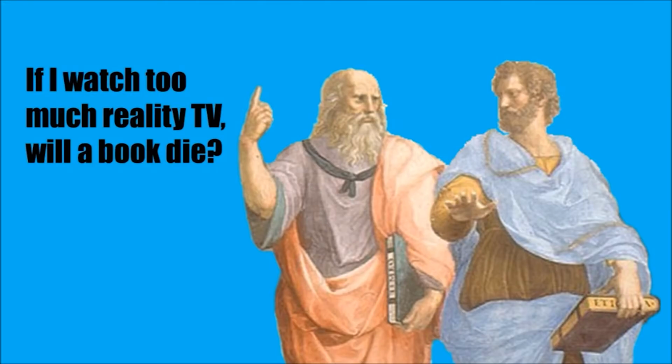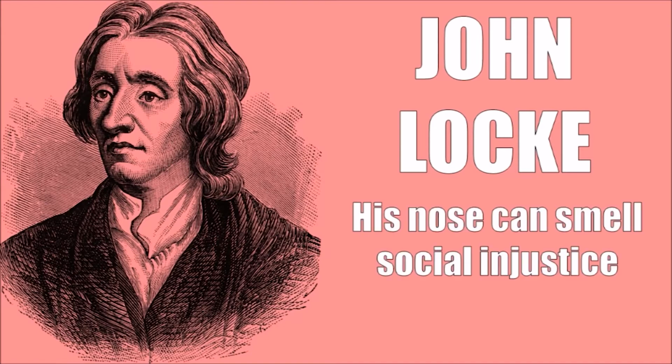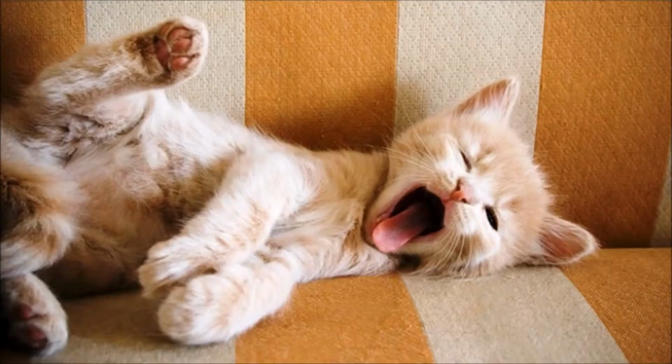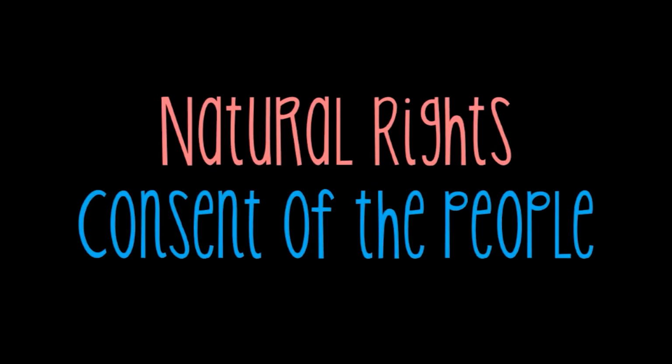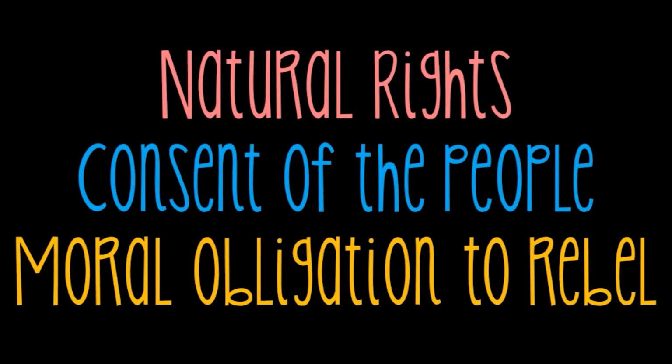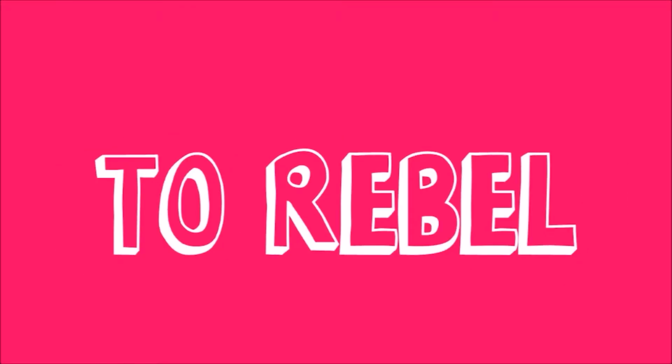Okay, let's face it, philosophers are confusing with their big words and their ethical debates. Who knows what they're talking about? And none are more confusing than a British guy by the name of John Locke. His specialty was politics. Yeah, I know. That sounds confusing and boring. But like most things that are confusing and boring, what he had to say was actually very important. His theory of politics had 3 parts: natural rights, consent of the people, and a moral obligation to rebel. You heard me right. Moral obligation to rebel.